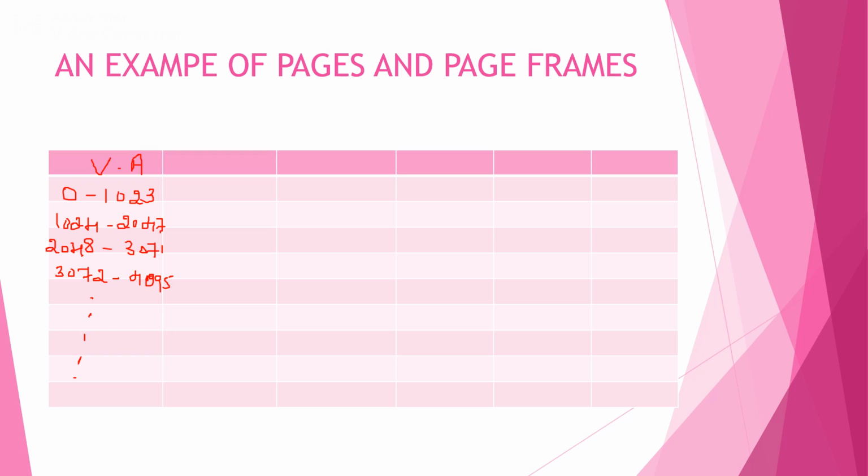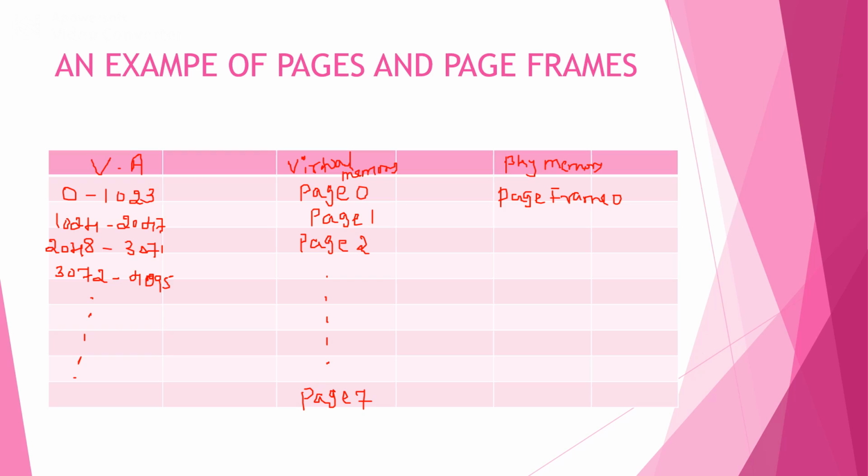So here we'll consider virtual memory, with pages from page 0, page 1, page 2, and so on, up to page 7. Next I'll consider physical memory. In the physical memory I can consider page frame 0, page frame 1, and so on, up to page frame 3.